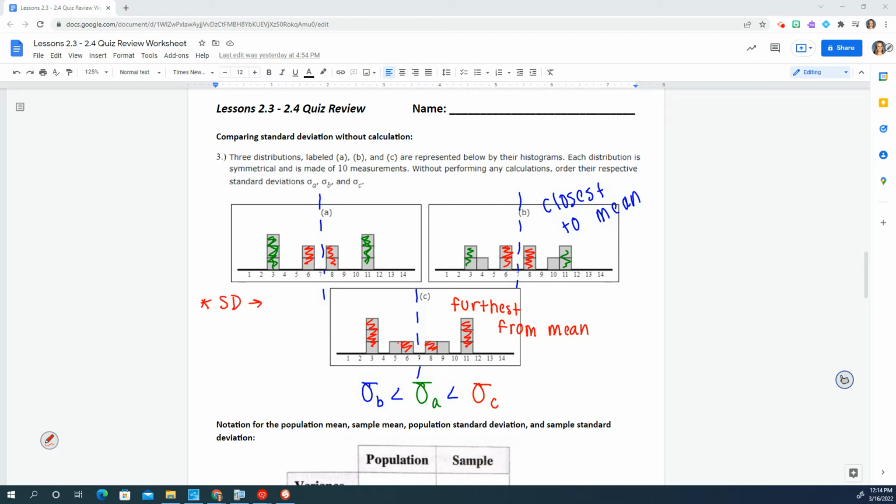Standard deviation is the average distance from mean.